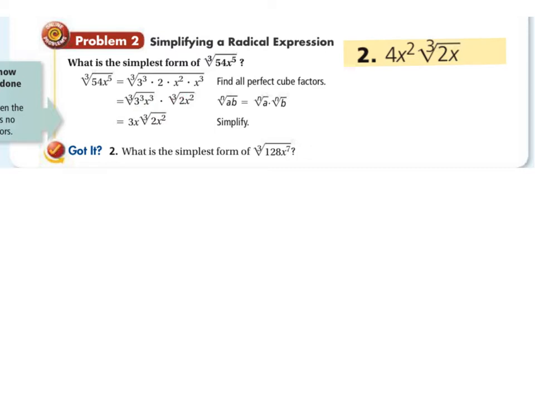The reverse of multiplying them out, we can split them up. So I pull out the perfect cube parts, and I take their cube roots, so 3 and x. And the stuff that does not have a perfect cube stays underneath. Doesn't get changed.